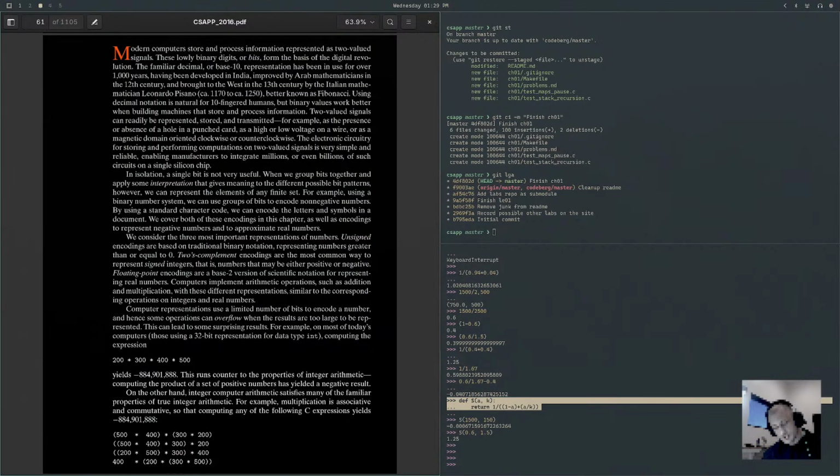On the other hand, integer computer arithmetic satisfies many of the familiar properties of true integer arithmetic. For example, multiplication is associative and commutative, so that computing any of the following C expressions yields the same result.